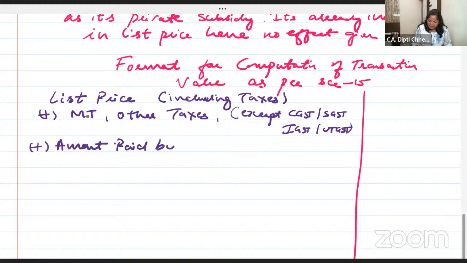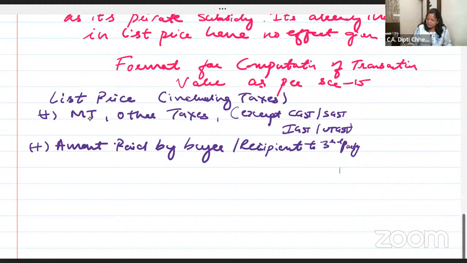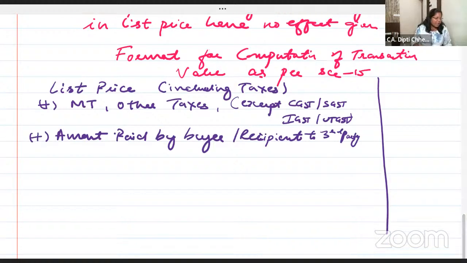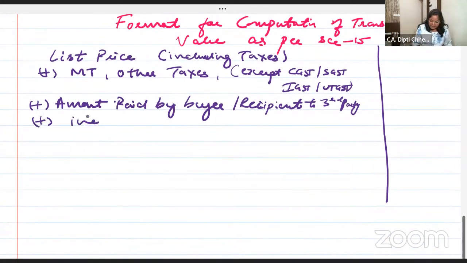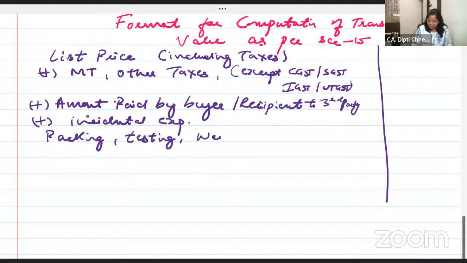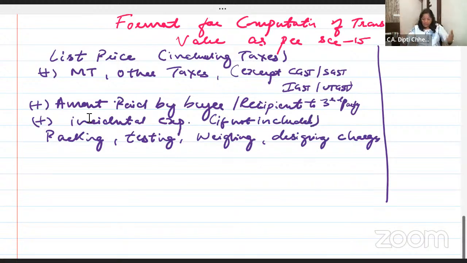Amount paid by buyer or the recipient to third party. If you have paid to any third party, then add. Incidental expenses. If they are included in above, ignore. If they are not included, then add. Packing, testing, weighing, designing charges. Add incidental expenses. If not included, are you all with me? If not included then add.